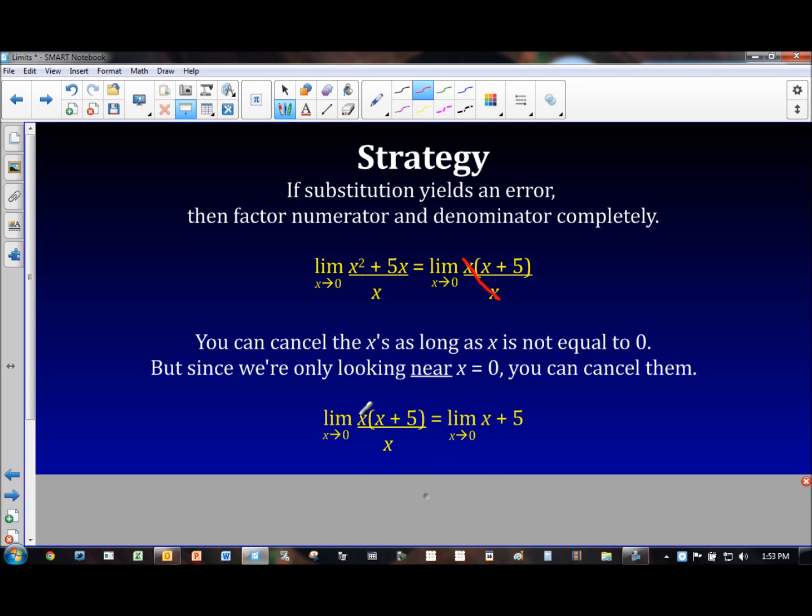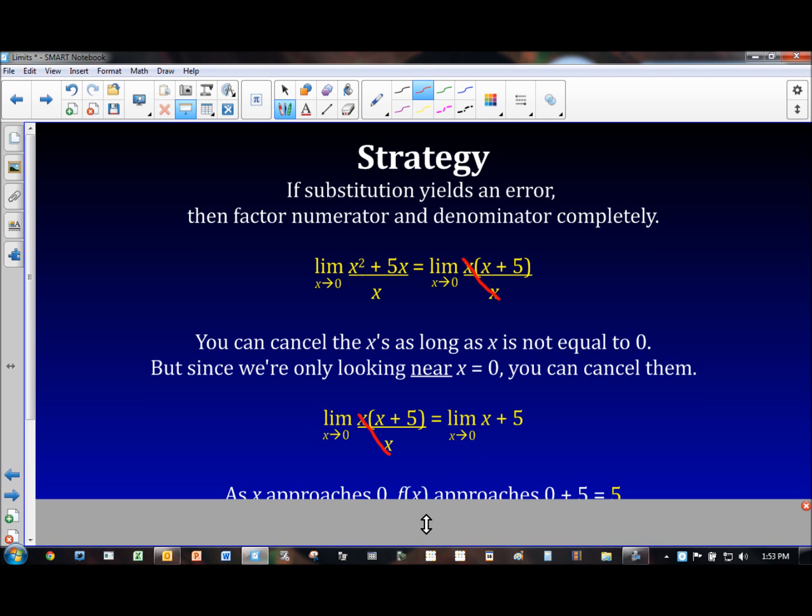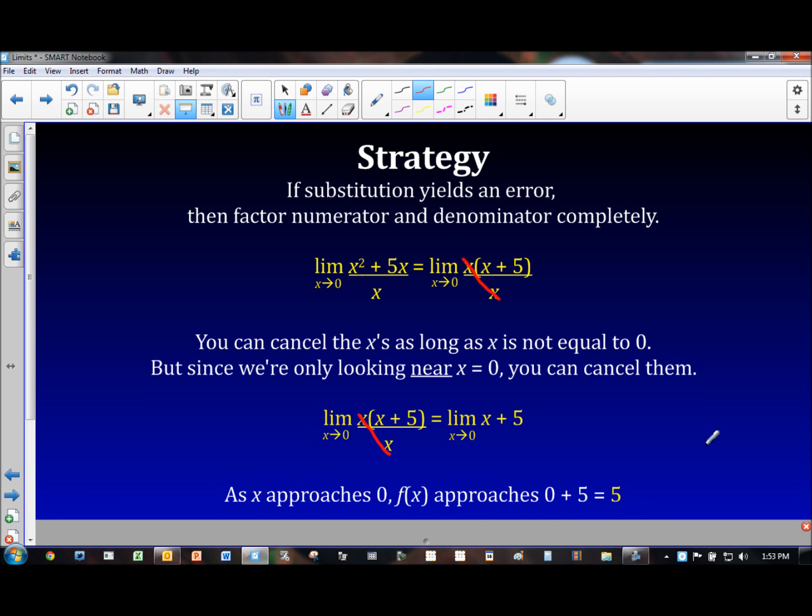Okay? So if I cross out those x's on top and bottom, I get something that looks like x plus 5. So now this is a function that is similar to the one that we started with, and I can plug 0 into this. And when I do, I get a y value of 5, which is kind of what I saw in the table.